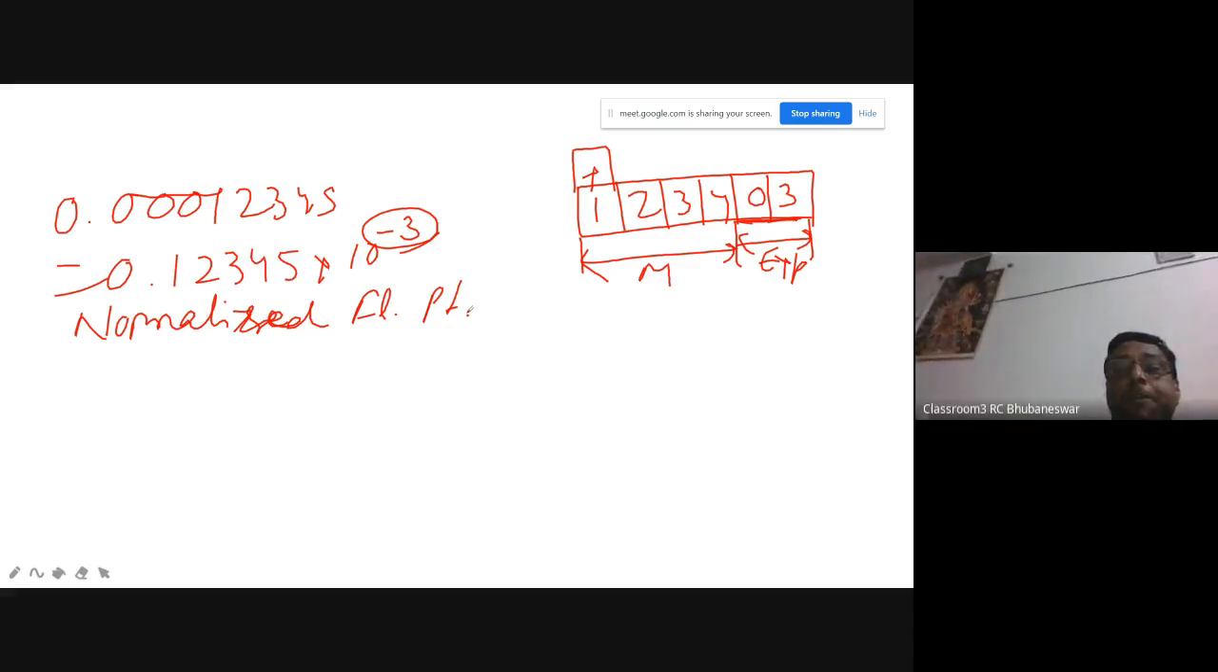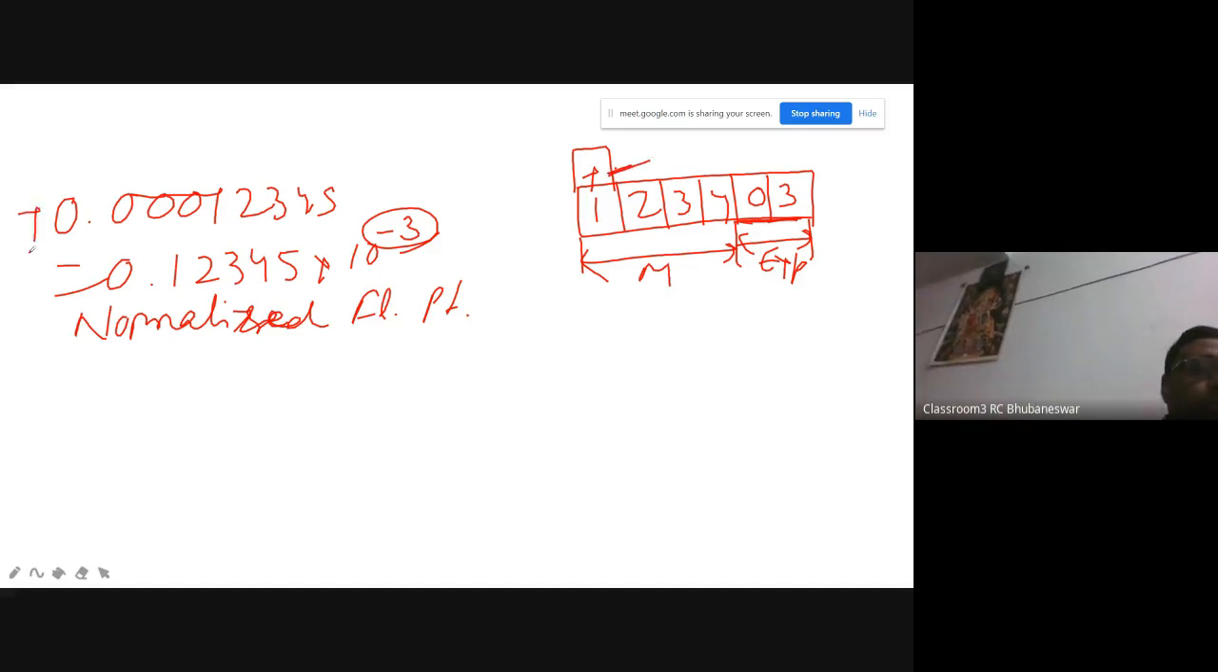Here we have the plus. This plus is the sign of the number. If it is minus, it should be minus. Understand? But there is no space for the exponent. So how will the negative number be stored?